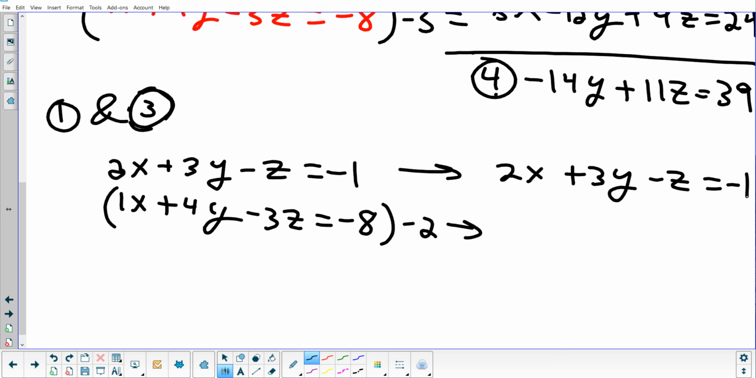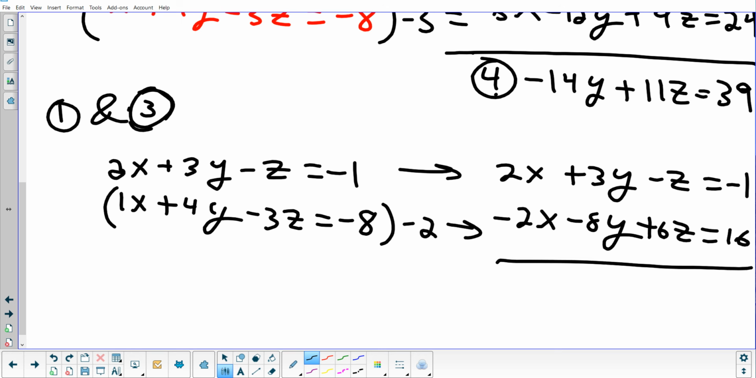And Jack, what do you get if you multiply everything by -2? I got -2x minus 8y, plus 6z, is equal to 6. Perfect. Add them up. And whatever we get, I'm going to call this equation 5.